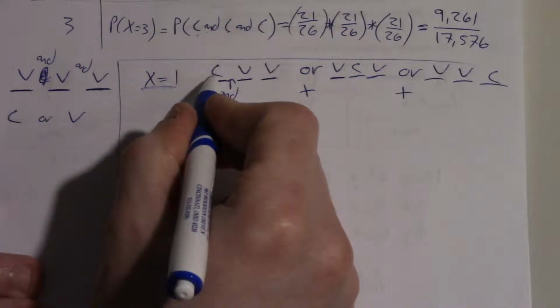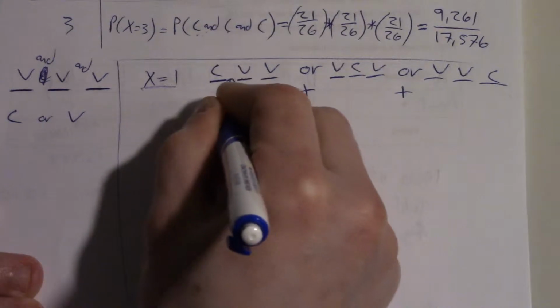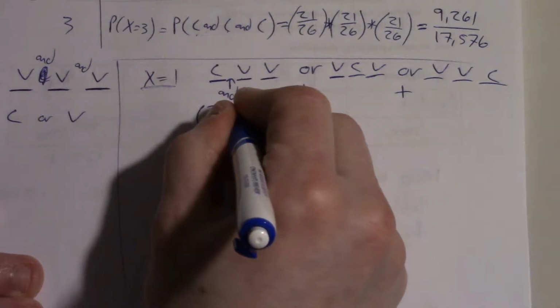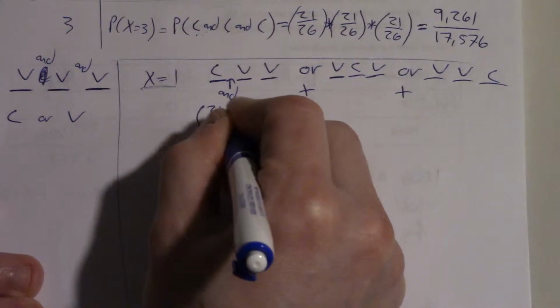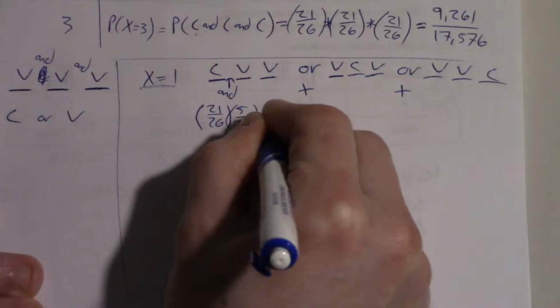What's the chance that the first one we pull out is a consonant? Well, that's going to be 21 out of 26. We put it back. What's the chance we pull out a vowel? Well, there are 5 out of 26 vowels. And then the same for the third one, 5 out of 26.